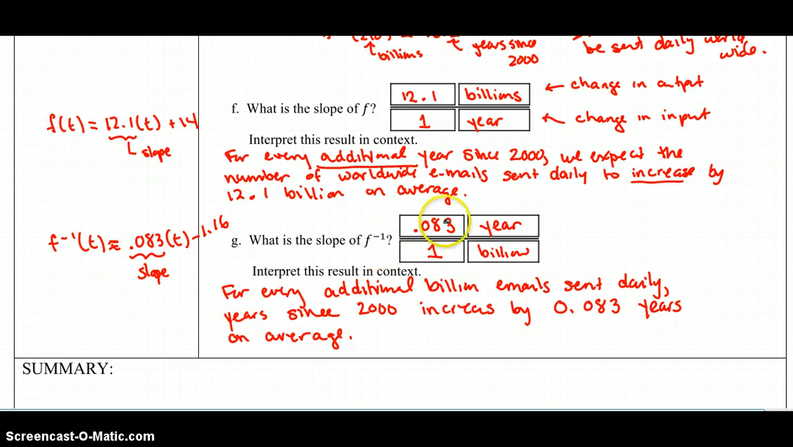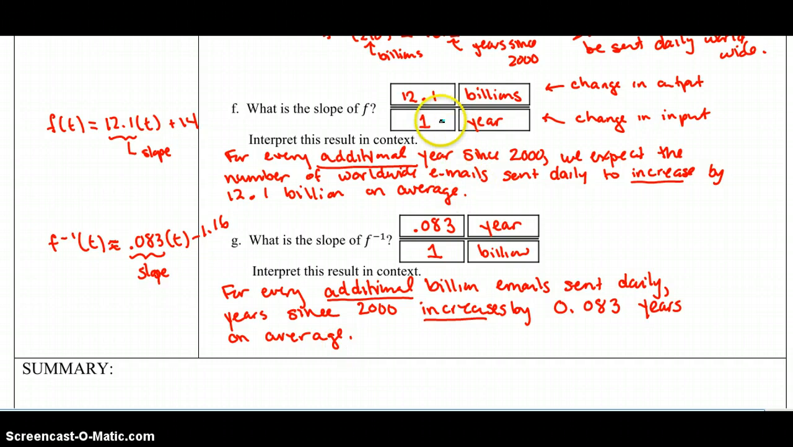So again, slope is a ratio of changes, change in output to change in input. So again, we need language for changes. So our denominator here, increasing by 1 billion, is our input variable. So for every additional billion emails sent daily. Our numerator is talking about the change in years since 2000, and it's positive. So we've used the words years since increases by, again, our 0.083 years on average.